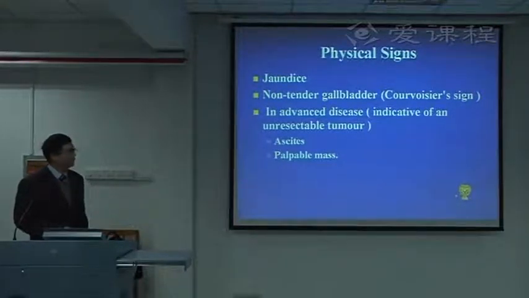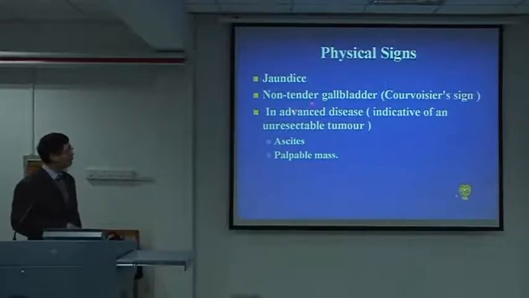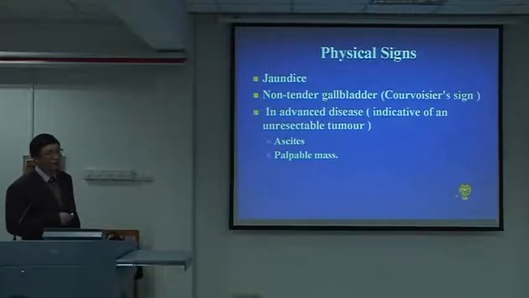About the physical signs, the most important is the jaundice. The jaundice gets heavier and more severe, and the patient has no pain. But we can also palpate an enlarged, non-tender gallbladder. We call this Courvoisier's sign. If we have this sign, we should pay more attention to whether the patient suffers from pancreatic cancer. In the advanced stage, we also assess a palpable mass.